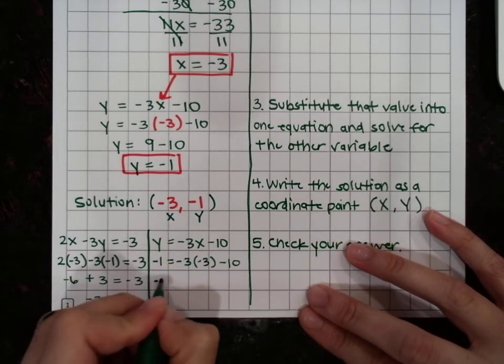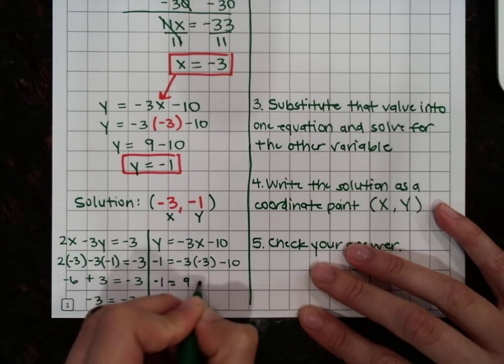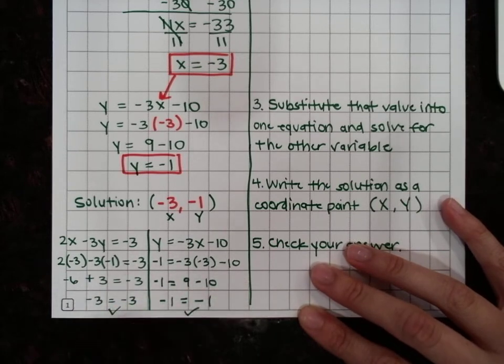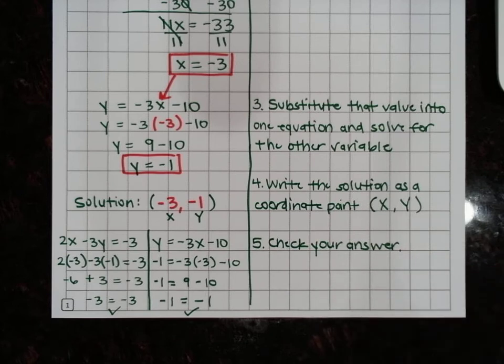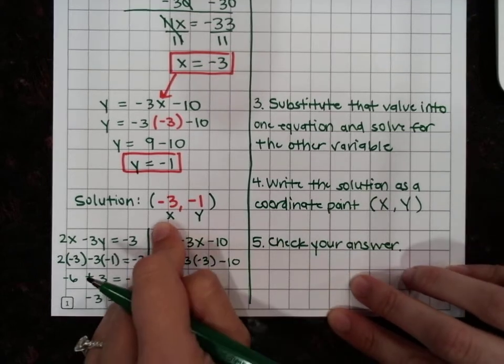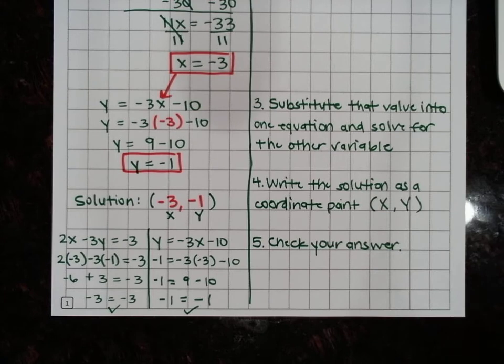And then we have y, which is -1, equals -3 times x, which is -3, minus 10. -3 times -3 is +9, and +9 minus 10 is -1. Made both equations true. So the point where these two lines cross with 100% certainty is -3, -1.